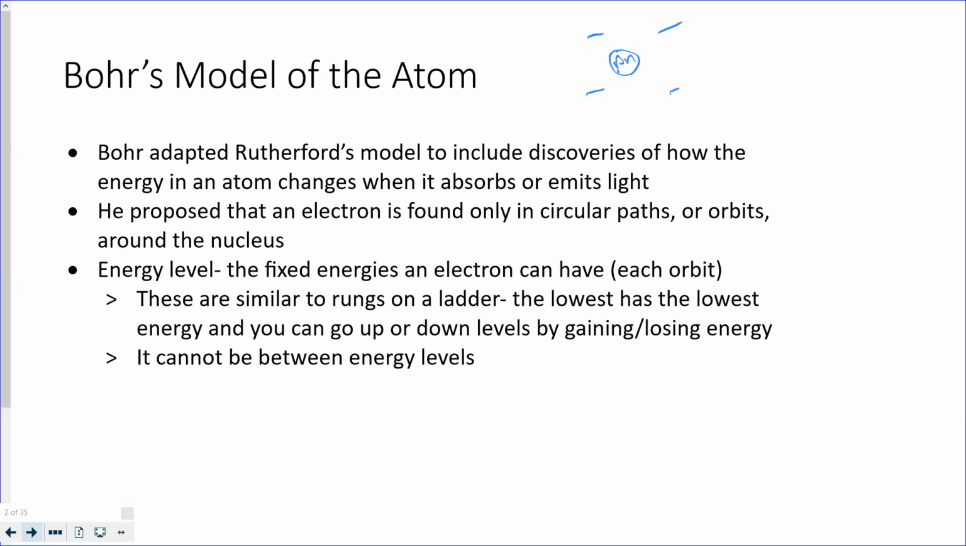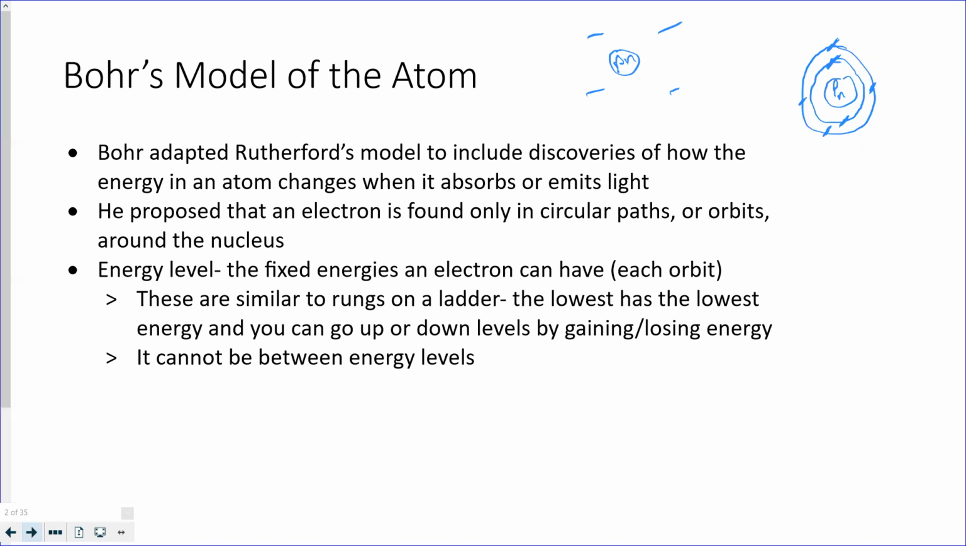So Bohr proposed that an electron is found only in circular paths or orbits around the nucleus. So he said that the nucleus has those protons and neutrons, but that you had these circular paths where all of our electrons are going to be found. And he said they could only be on those circular paths. So that's something that was different. He said that the electrons have to be in these paths, orbiting similar to planets orbiting the sun.